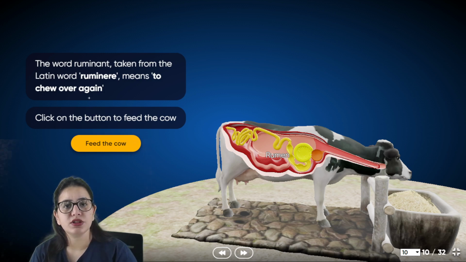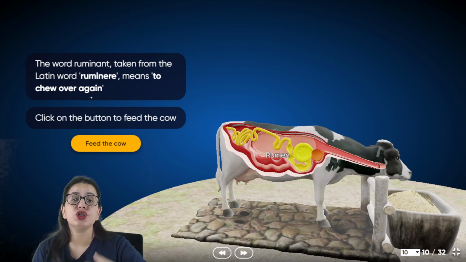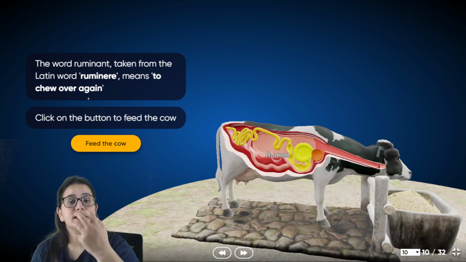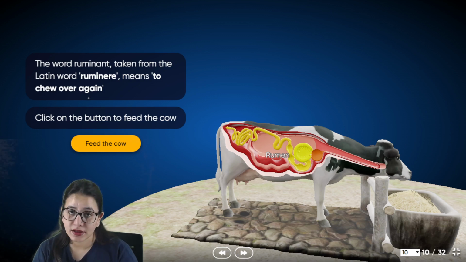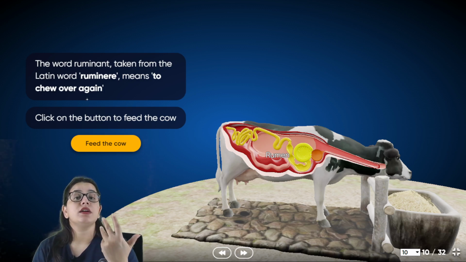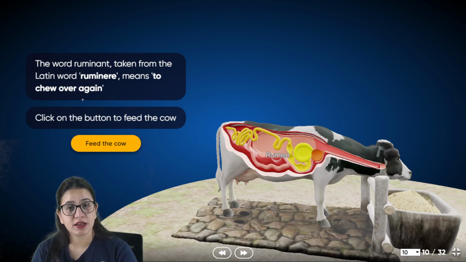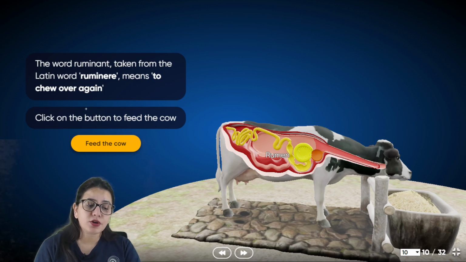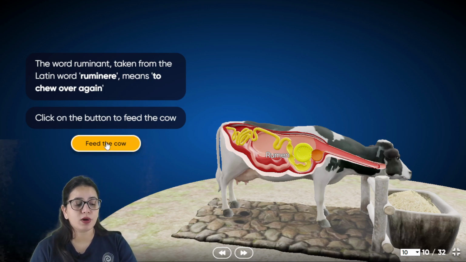So this is what I was saying. The ruminants swallow first, then chew later, unlike us, we chew first and swallow later. So those animals which do such a type of digestion or such a process are called ruminants, and the word ruminant is coming from the Latin word ruminare.